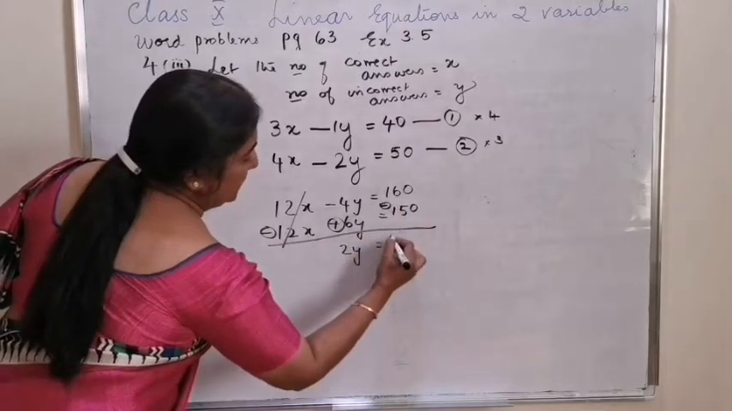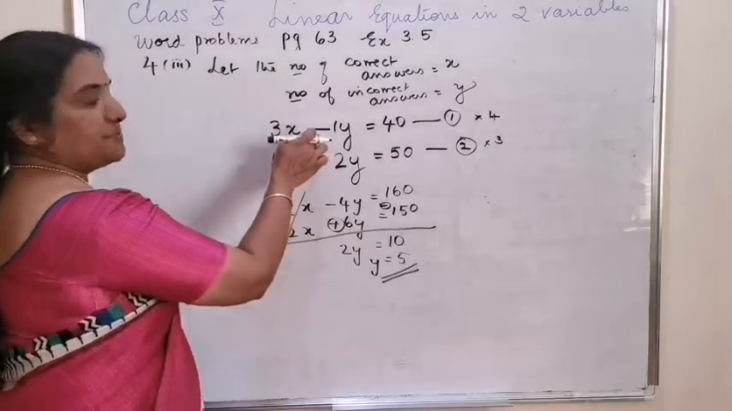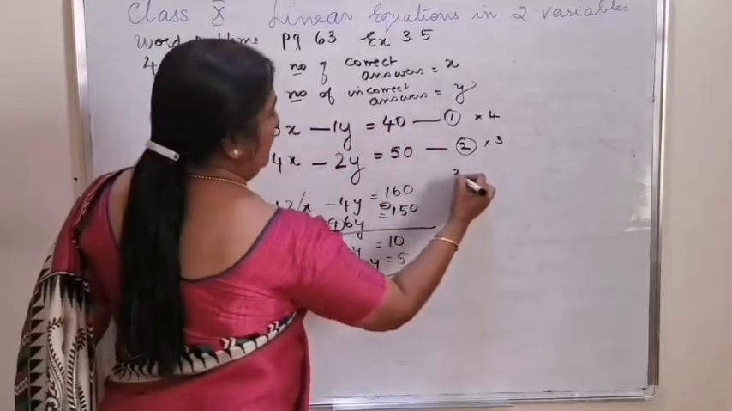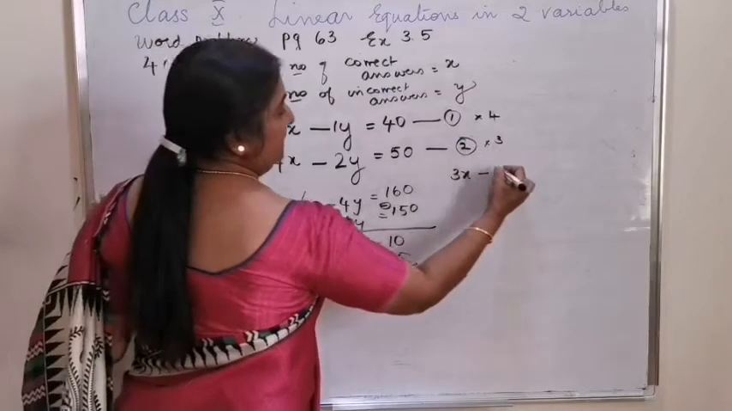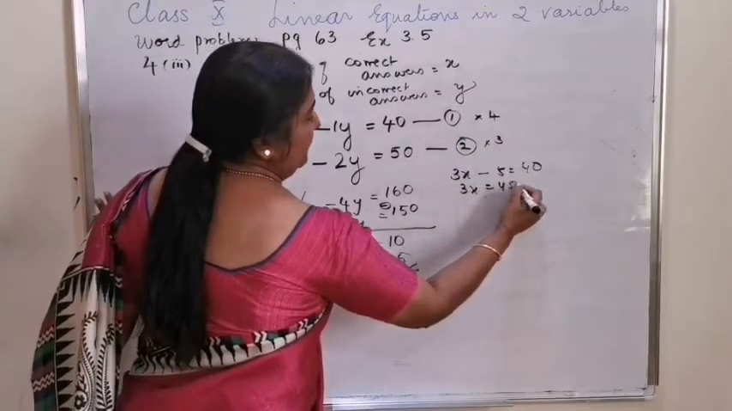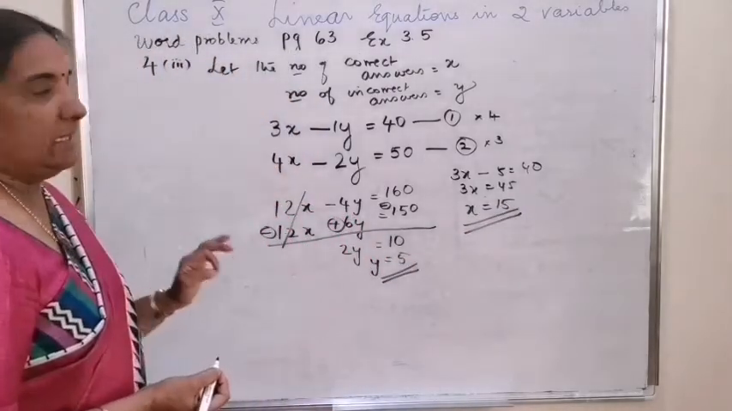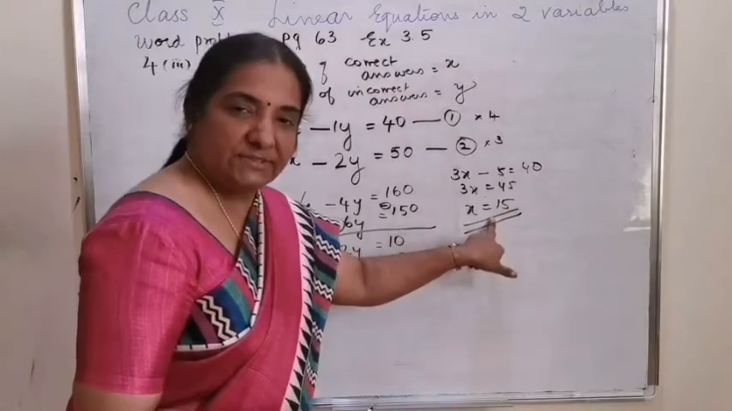2y is equal to 10, or y is equal to 5. Substitute in one of the equations. 3x minus 5 is equal to 40. 3x is equal to 45. x is equal to 15. That is, the number of correct answers is 15.